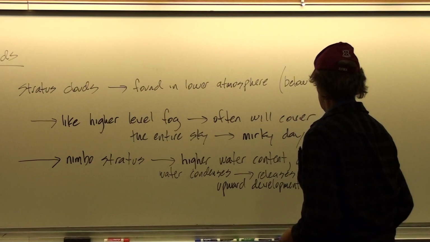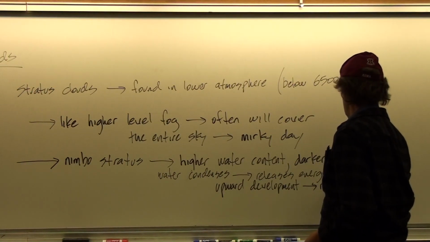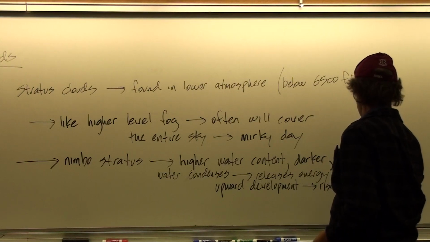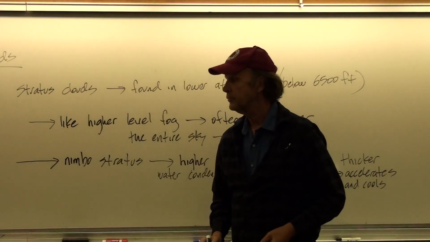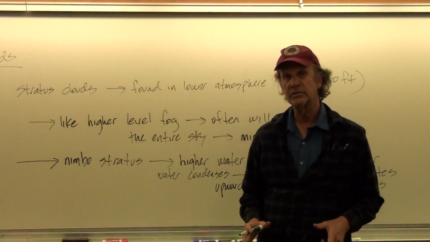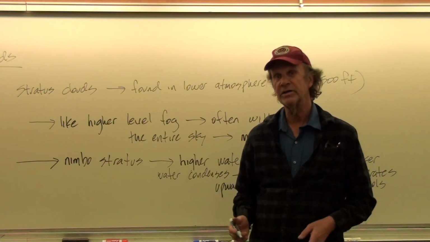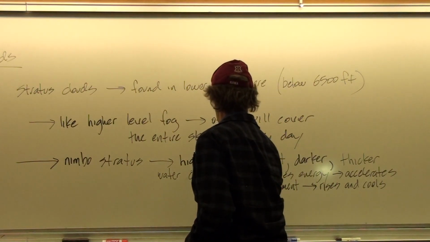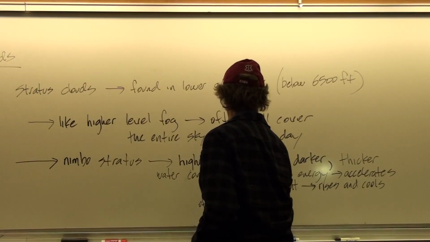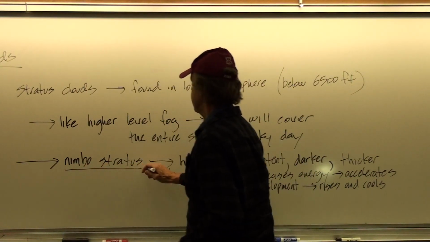And then it'll cool as it rises. It goes to the point where the temperature starts to drop now at that higher altitude. And because we have this higher moisture content, you often get rain from these nimbostratus clouds.